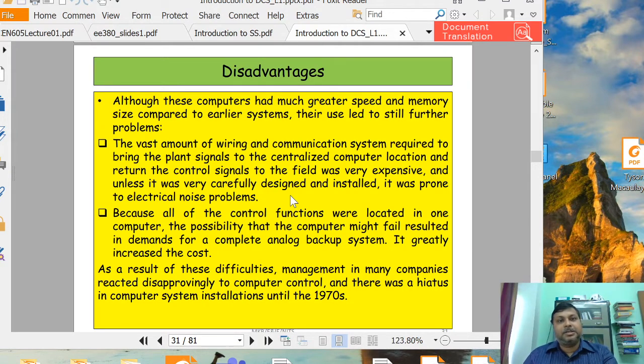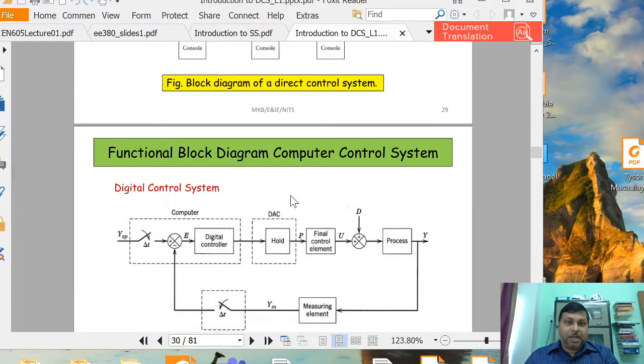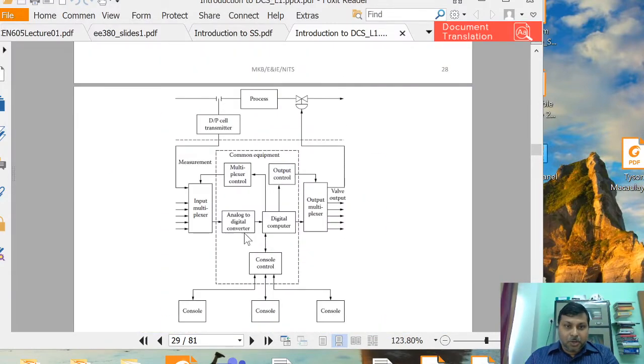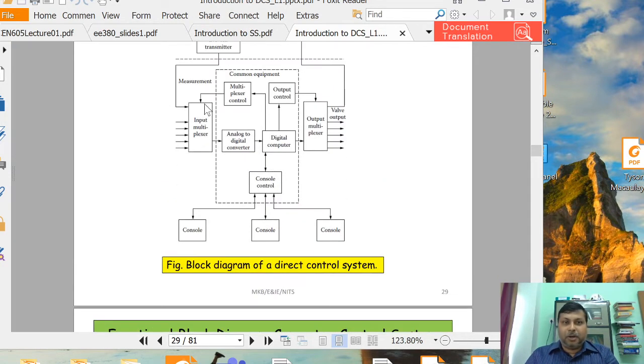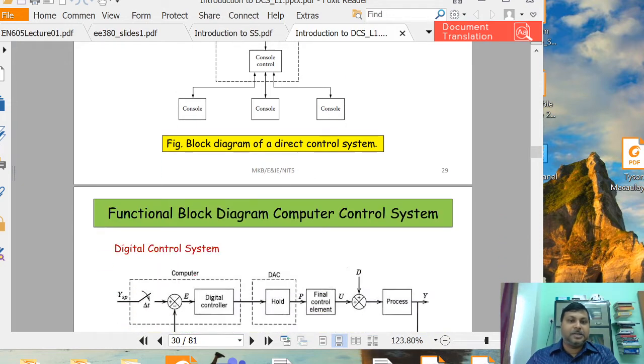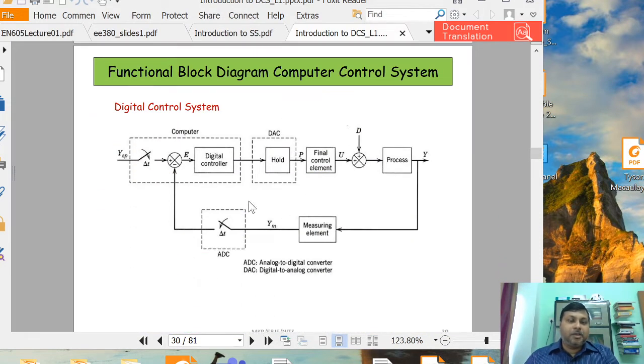So this is the incident I am telling about during the 1960s, where the computer was used as a centralized control system, which is known as the direct digital control system. Here one thing I want to mention is how this digital computer acts as a controller. If you think of a single loop, here several loops are there, if we focus on a single loop, how is it working?